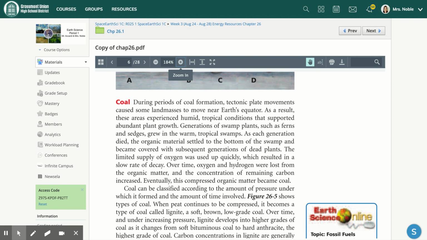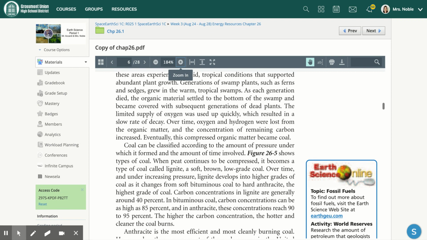Coal. During periods of coal formation, tectonic plate movements caused some landmass to move near Earth's equator. As a result, these areas experienced humid tropical conditions that supported abundant plant growth. Generations of swamp plants, such as ferns and sedges, grew in the warm tropical swamps. As each generation died, the organic material settled in the bottom of the swamp and became covered with subsequent generations of dead plants. The limited supply of oxygen was used up quickly, which resulted in a slow rate of decay.